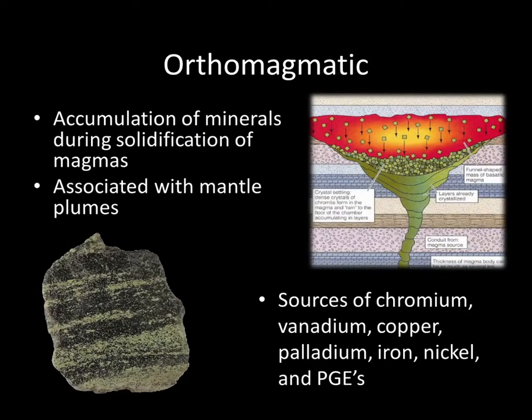Orthomagmatic deposits are directly related to mantle plumes, or localized vertical columns of hot magma rising by convection in the mantle. Mineralization depends on the composition of the original melt and the evolution of the magma thereafter. Minerals from the magma are concentrated by processes which happen during cooling and crystallization. There are 3 processes which cause segregation of the minerals.